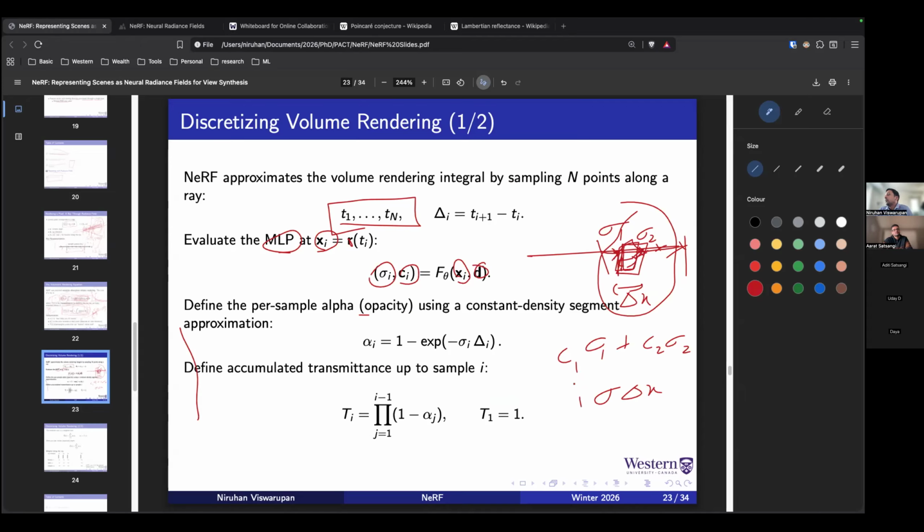But you cannot just do sigma times delta x. They have a formula for this per sample alpha opacity. So they define alpha i equals 1 minus e to the power negative sigma i delta i. Delta i is the width of the sample, and you multiply it by sigma i, take the exponent of it, and then do 1 minus. I think it goes from 0 and then asymptotes to 1. Then that will be your alpha.